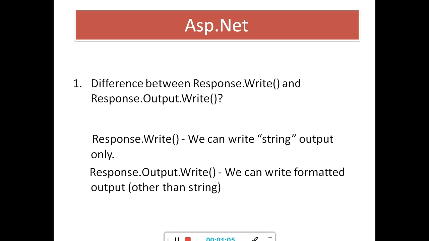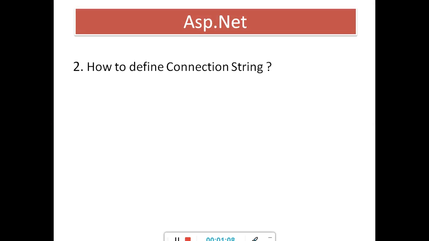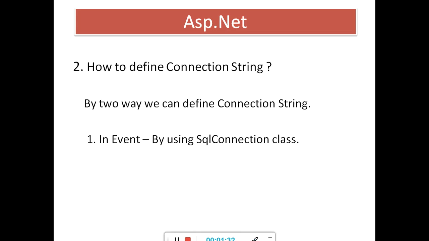Okay, the next question is how to define a connection string. As we know, a connection string is used to write the database connection. If I want to connect my database with the application, then I will write a connection string. So how can we define that? There are two ways by which we can define the connection string. First, in an event by using the SqlConnection class, and second, in the web.config file.